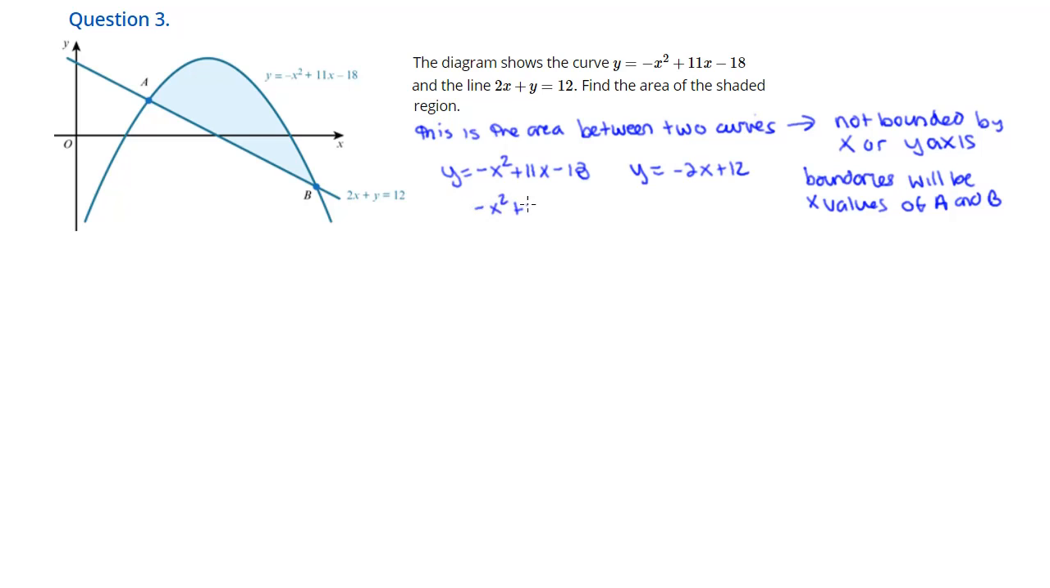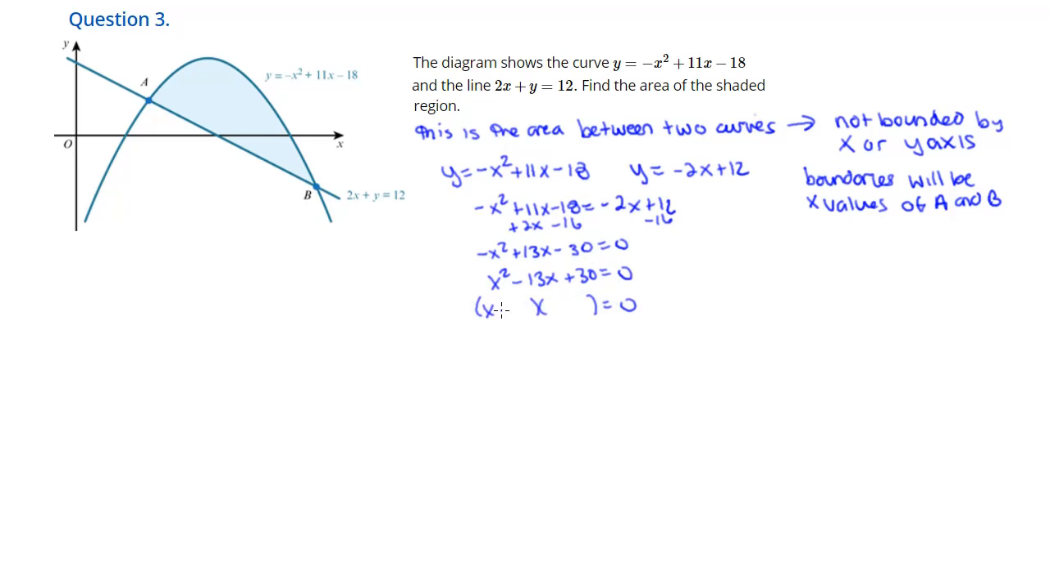If we write this, negative x squared plus 11x minus 18 equals negative 2x plus 12. Well, it's a quadratic, but let's go ahead and get everything on one side, make it equal to 0. It's going to be a negative x squared. I don't like that because I'm going to try to factor it. So what I'm going to do is multiply everything by negative 1.